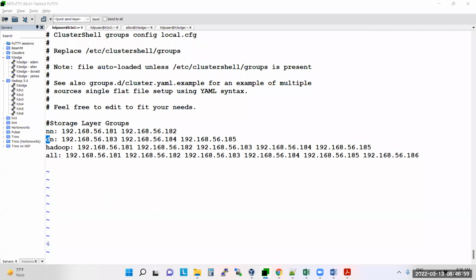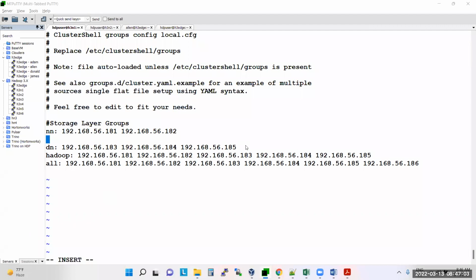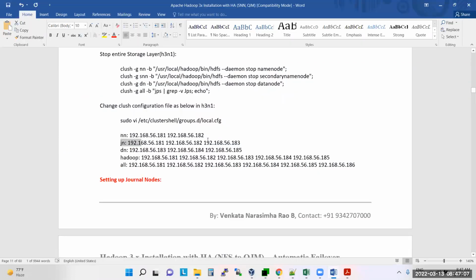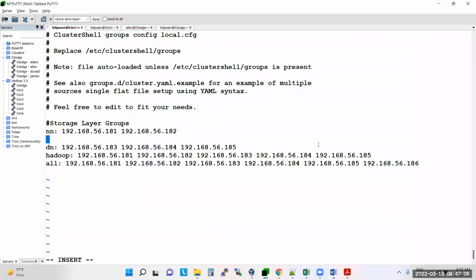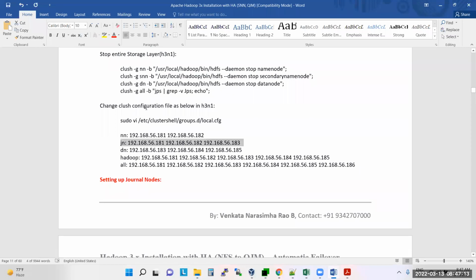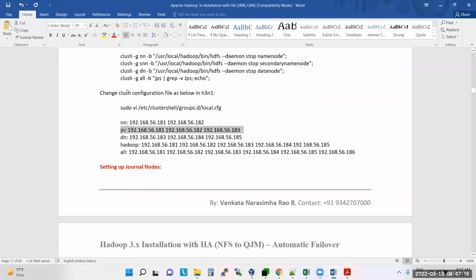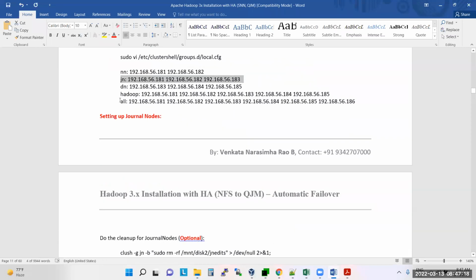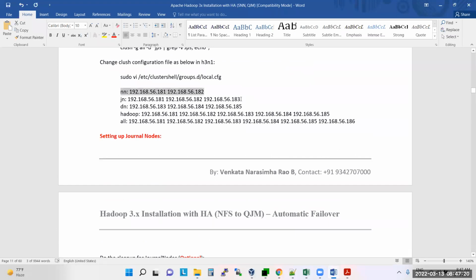Okay. In the place of secondary name node, what did we get? Now general nodes. So who are the general nodes? 181, 182, 183 are the general nodes. Okay. So I made these changes now. So only one entry we need to make. Yes. That's it. One entry I modified, one entry I deleted, and one entry I added.